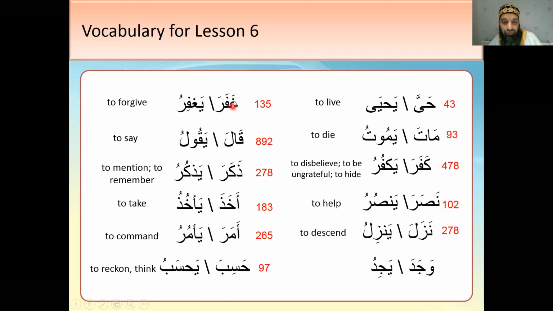غفر يغفر. So for غفر, it's the kasra. Or it's يقول, that one is different, that's a weak verb. ذكر يذكر, it's a dhamma for that one. أخذ is يأخذ. أمر is يأمر. حسب يحسب. That's why you have to learn the present really with the past in order to know how to say the present. مات يموت. كفر يكفر. نصر is ينصر, it's a dhamma. نزل is ينزل, it's a kasra. وجد is يجد. That's why I put these on here, so you can sort of learn that.